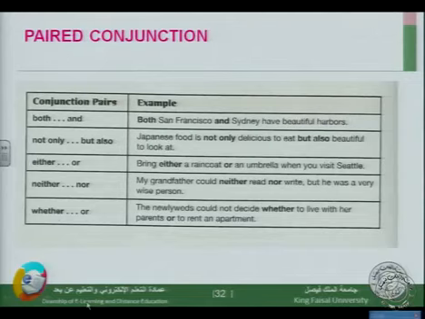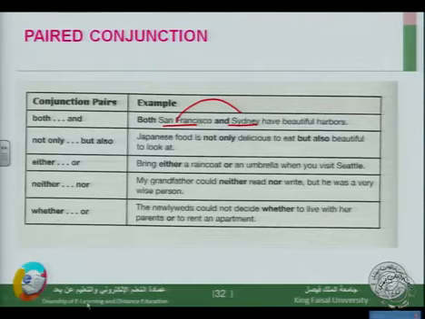neither nor, whether or, and we defined the meaning of each one as well as the function. So please try to remember that these paired conjunctions join the same structures together. Like the first one, both San Francisco and Sydney. So we have places, we have nouns.